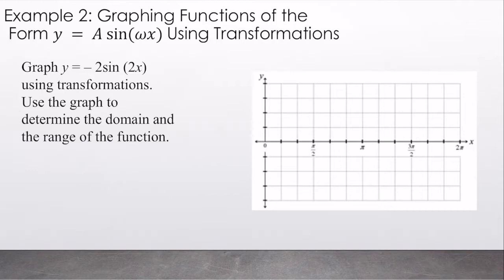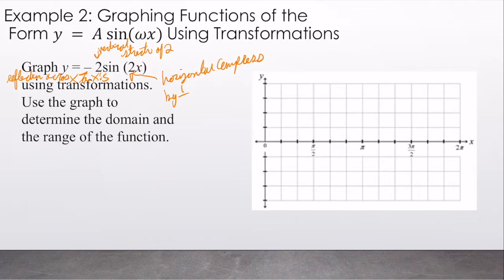What if I want to graph y equals negative 2 sine of 2x? Okay, so first off, we do have a vertical stretch of 2. But this negative in front right here, that means it's a reflection across the x-axis, and this is using our transformation rules. And this right here, this is going to be a horizontal compression, and it's going to horizontally compress by a factor of 1/2.